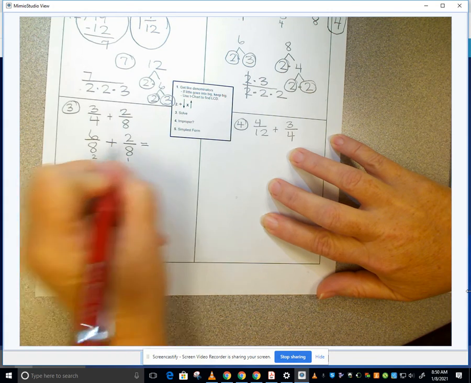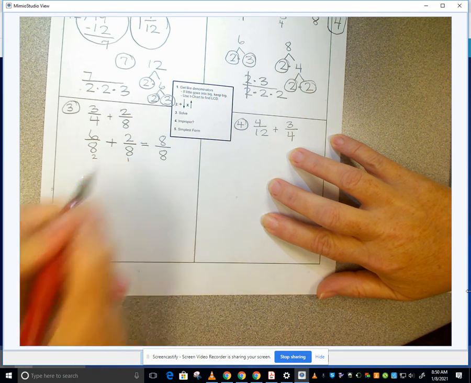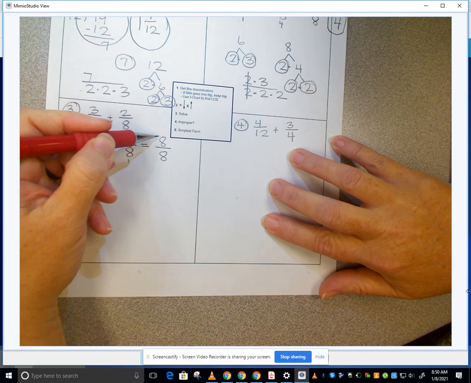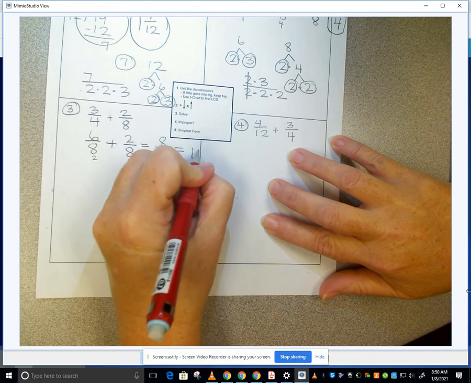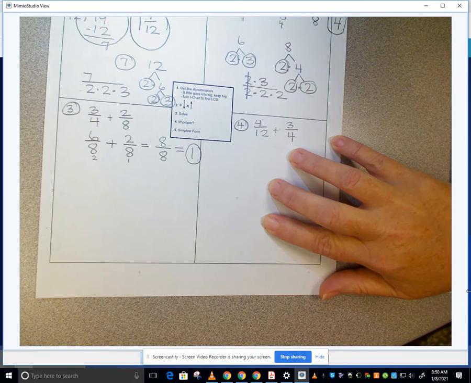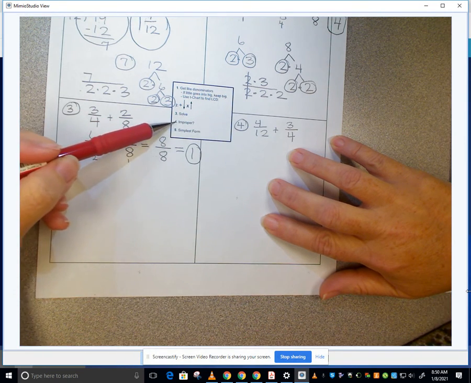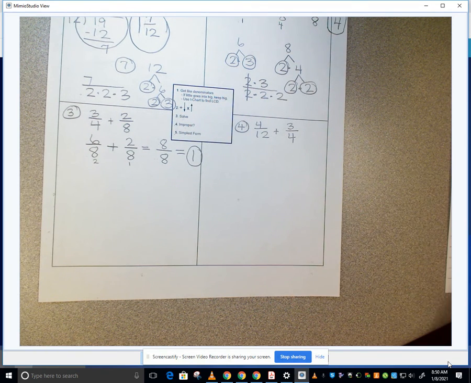Coming over, solve it, 8/8. And we know that anytime we have the numerator and denominator that are exactly the same, that equals 1 whole. There's nothing else we can do to it. We don't have to worry about steps 4 and 5. Once we get 1 whole, that fraction is finished.